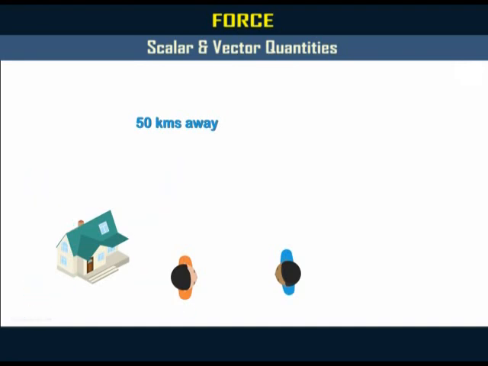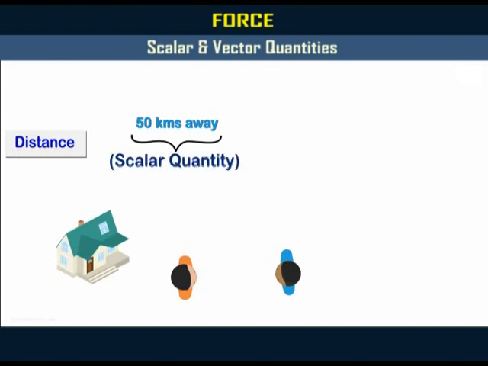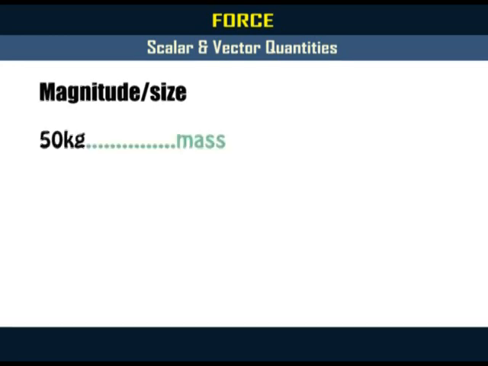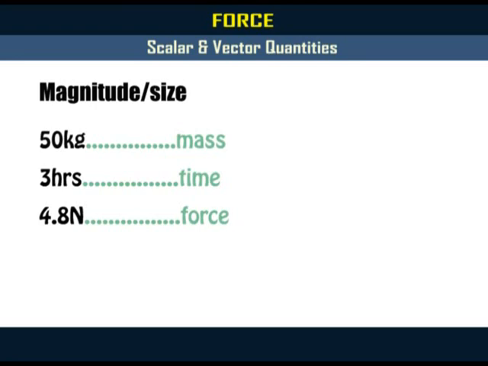The person has only provided the size or magnitude of the distance. Quantities that have only magnitude but no direction are called scalar quantities. Magnitude simply means the size of something. For example, 50 kilograms is the magnitude of mass, 3 hours is the magnitude of time, 4.8 newtons is the magnitude of force, 25 Kelvin is the magnitude of temperature, and so on and so on.